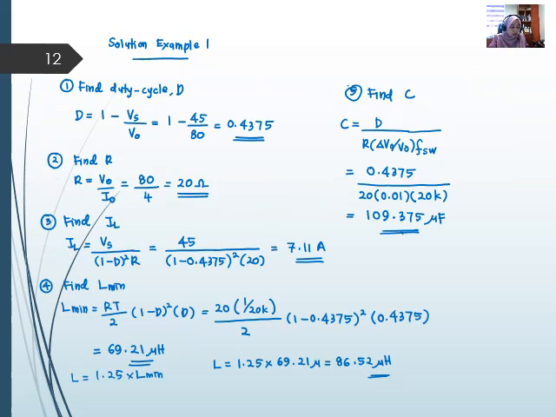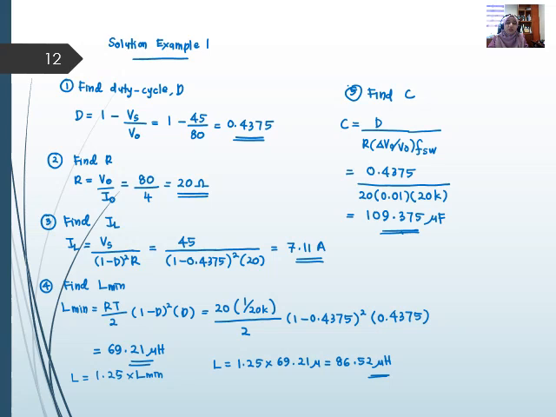This is the solution for example one. First and foremost, we need to find your duty cycle, which will be equal to 0.4375. Then you need to find R, which will be equal to 20 ohm. Next, find the average inductor current IL. Just substitute the values and you will get 7.11 ampere. Then find the minimum value of inductor using the L min equation, and you will get 69.21 microhenry. Multiply by 1.25 to ensure that your converter always operates in CCM, so your L will be equal to 86.52 microhenry.